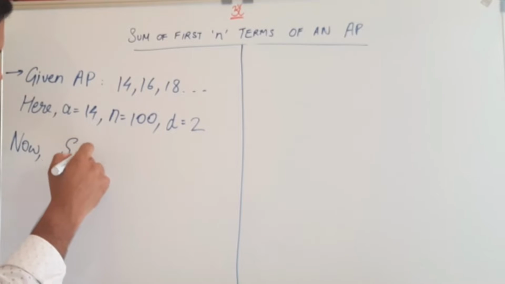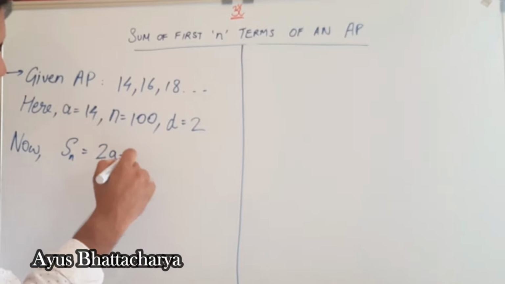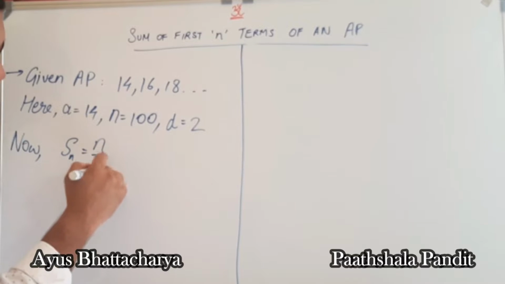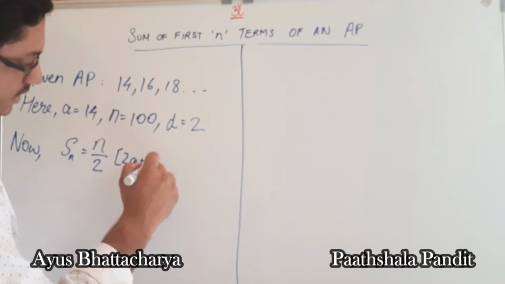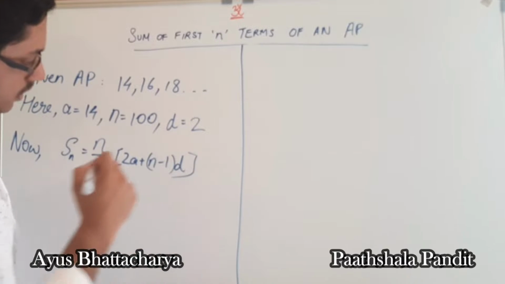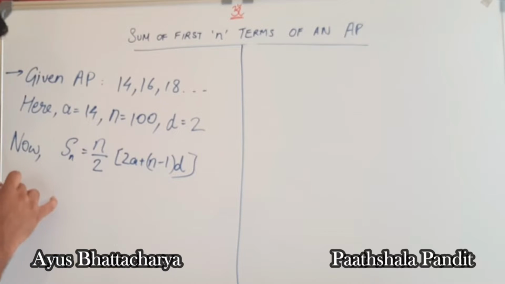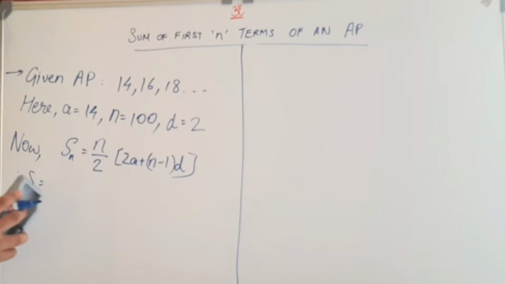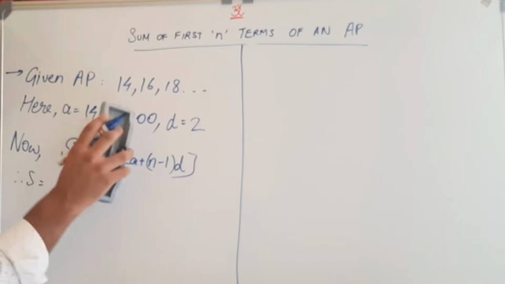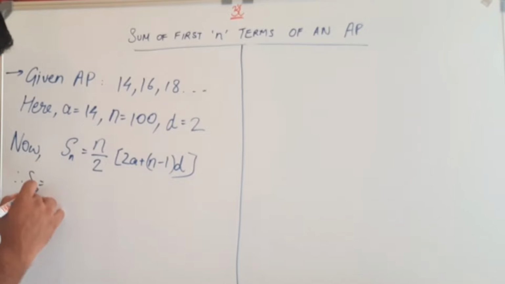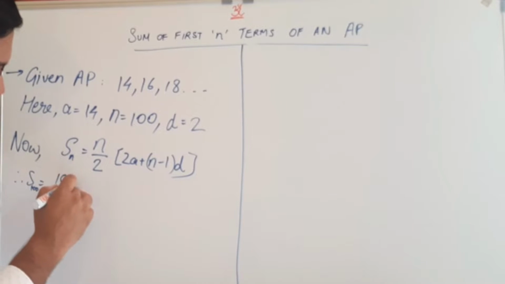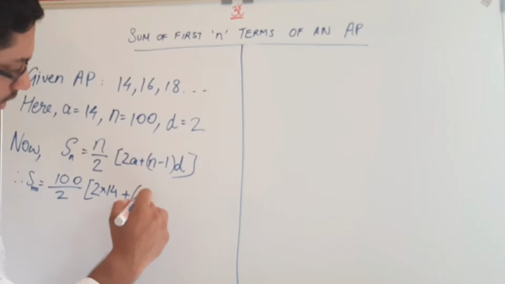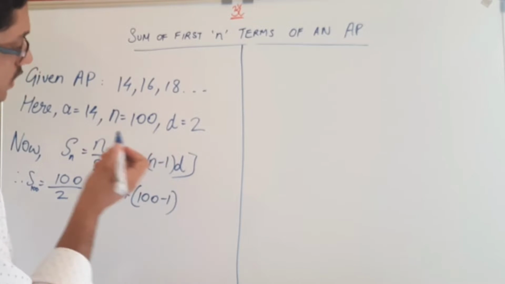So write the formula. Now Sn is equal to, no wait, sorry, this is wrong, n by 2 times (2a plus (n minus 1) d). Okay, we know this. So therefore Sn is equal to, not Sn, remember, now you have to not write Sn. What do you have to write? S100, because you are substituting now. S100 is equal to 100 by 2 multiplied by (14 plus (100 minus 1) d). What is d? d is 2.